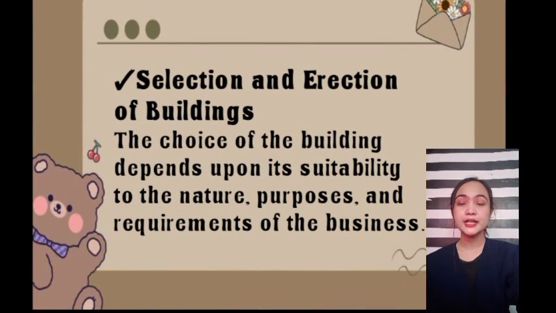Moving on to the next slide, we have here the selection and erection of buildings. The choice of the building depends upon its suitability to the nature, purposes, and requirements of the business. Heavy manufacturing, for instance, calls for strong or sprawling buildings, while a retail store needs a situation that will allow adequate display of merchandise, and an office, on the other hand, requires light and air and freedom from unnecessary noise.